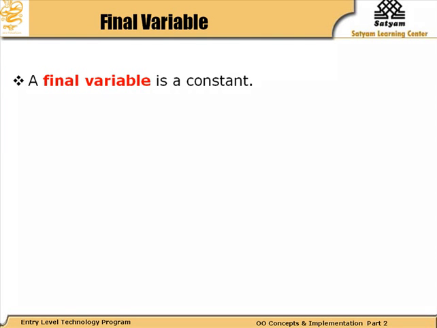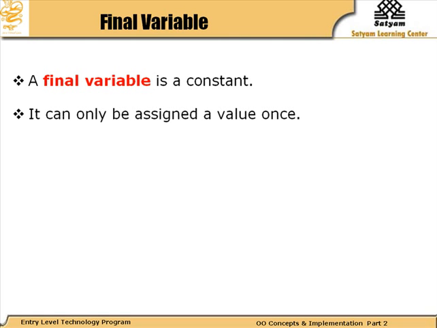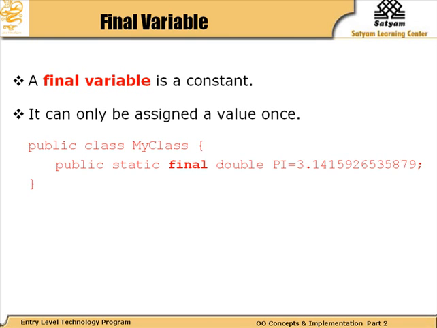Final variable. A final variable is a constant in Java. It can only be assigned a value once, which implies that once I assign a value to a final variable, I cannot change it. Here is an example of how to declare a final variable. Final is a keyword used to declare a final variable. public static final double PI equal to a value 3.14 and so on.